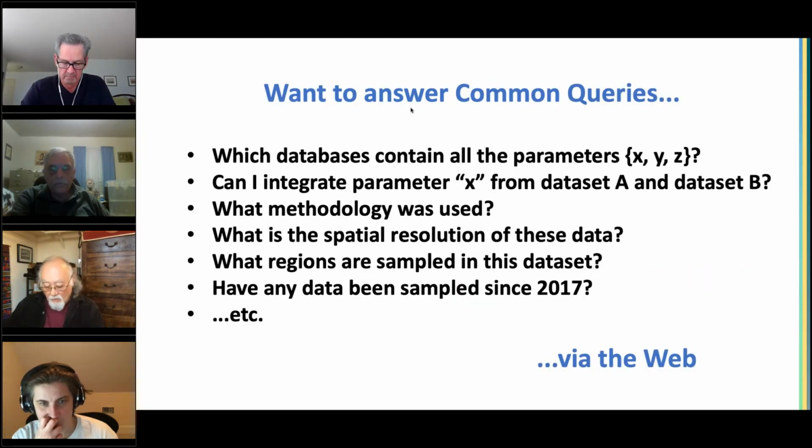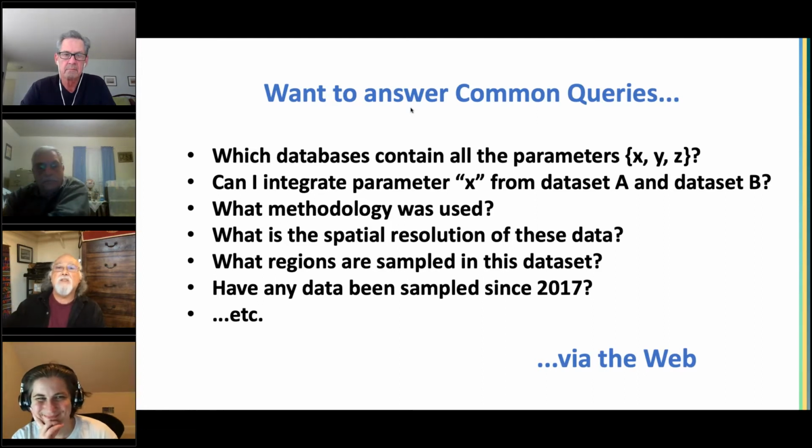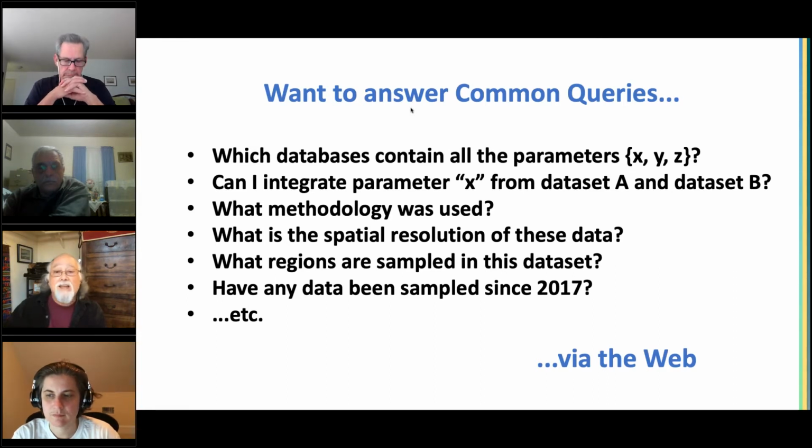So, wouldn't it be a wonderful world if you could say, well, I want to know databases that contain these parameters X, Y, and Z. And then when you find two data sets that allegedly have parameter X, you are comfortable knowing that you can actually just integrate those two data sets. Then you're kind of like, well, exactly what methodology was used in collecting these parameters or measurements? What was the spatial resolution at which these measurements pertain? What regions were sampled throughout this data set? Do I have the most recent versions of this data set, or did I manage to find something that's quite old and stale? And we want to answer these common queries, ideally via the web.